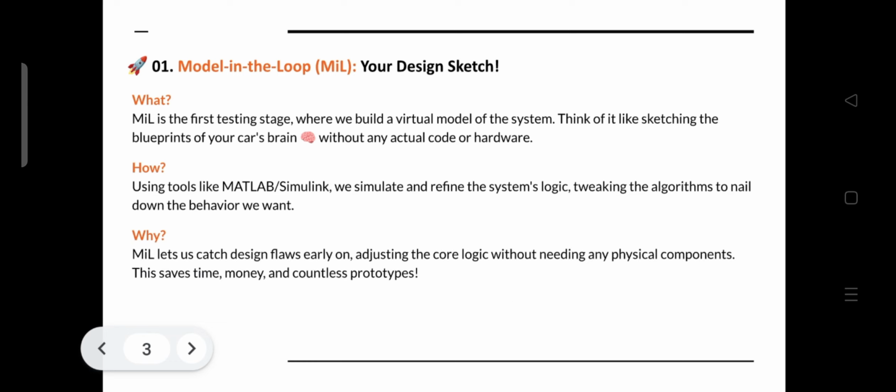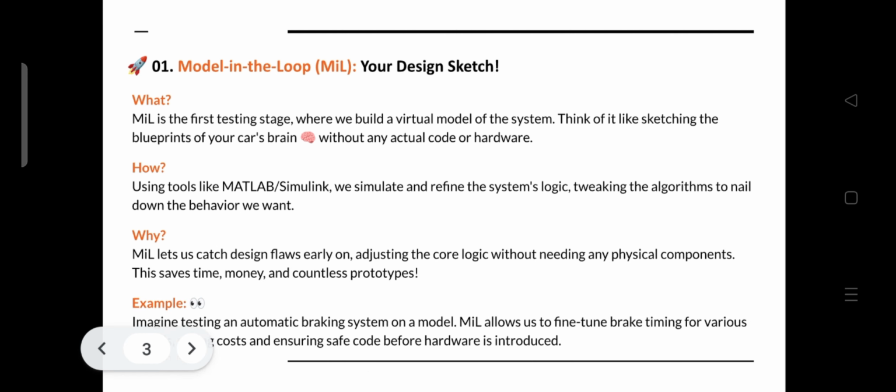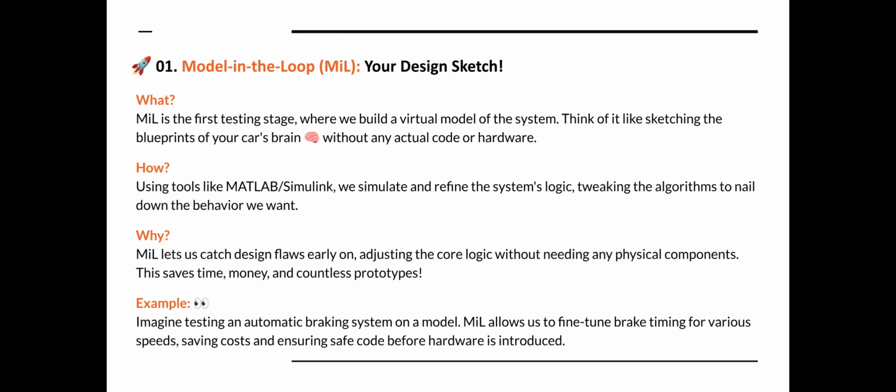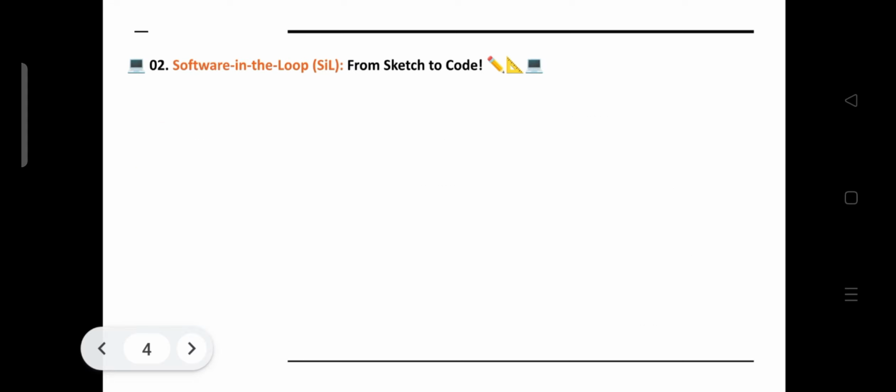Why MiL? It's all about saving time, money, and avoiding rework. By catching and fixing design flaws early, we can adjust the core logic in a safe environment. MiL is used to refine algorithms and detect logical errors before coding even begins, making it highly cost effective. Example: imagine an automatic braking system. MiL lets us test brake timing at different speeds so we know our system is safe and ready to move forward.